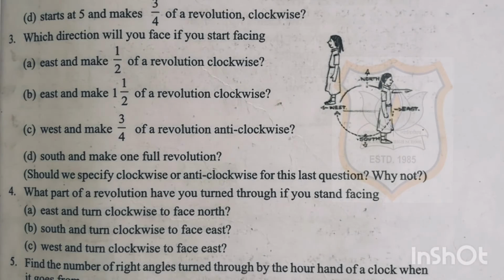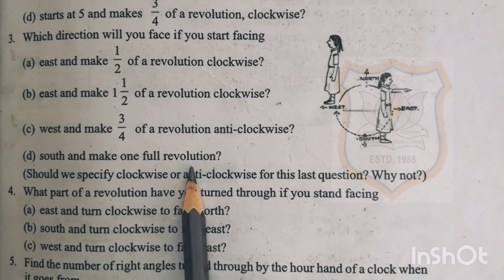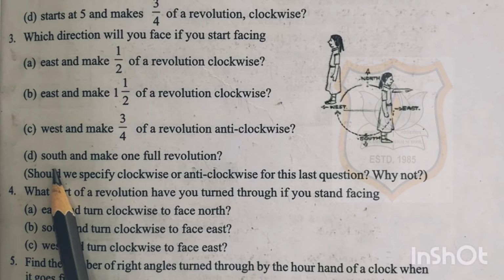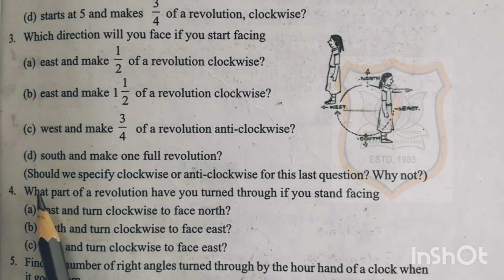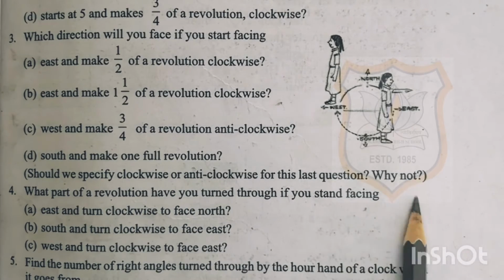Now D part of question number 3: south and make 1 full revolution. Students, here we are standing facing towards south and we have to find out at which direction we will be facing if we make 1 full revolution. Should we specify clockwise or anti-clockwise for this last question? Why not?